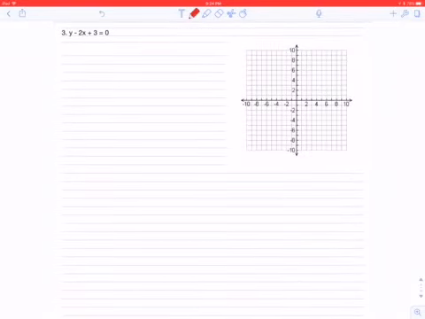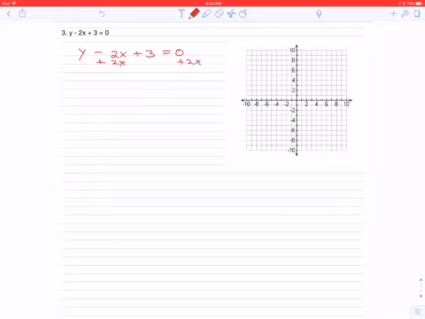Now for the last one, I have y minus 2x plus 3 equals 0. Well, it's not in slope-intercept form. So to put it in slope-intercept form, I'll solve it for y. So I'll add the 2x to both sides. Subtract 3 from both sides. So I have y equals 2x minus 3. So now that's slope-intercept form.